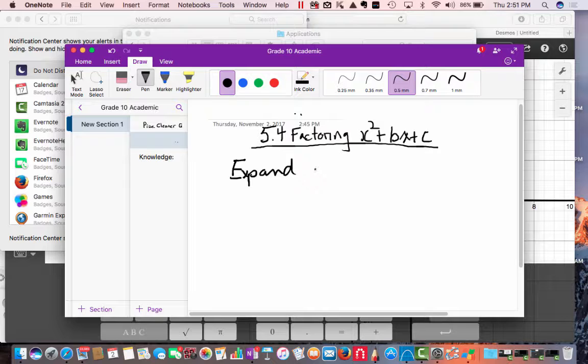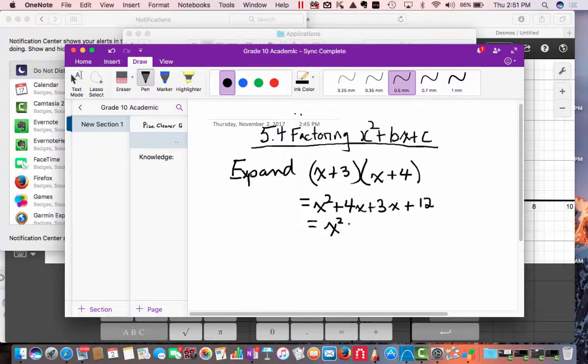If we had something like x plus 3 times x plus 4. And I hope you can view this as these are the factors and the trinomial we're going to get when we expand this. So when we expand this out, it's x squared plus 4x plus 3x plus 12, which equals x squared plus 7x plus 12.